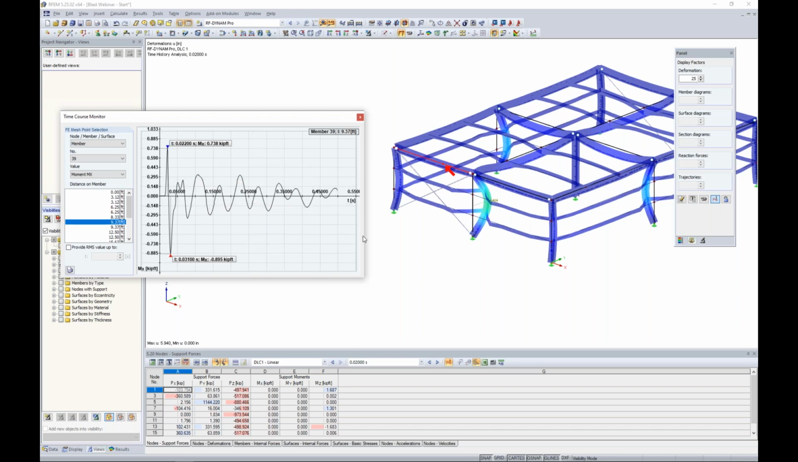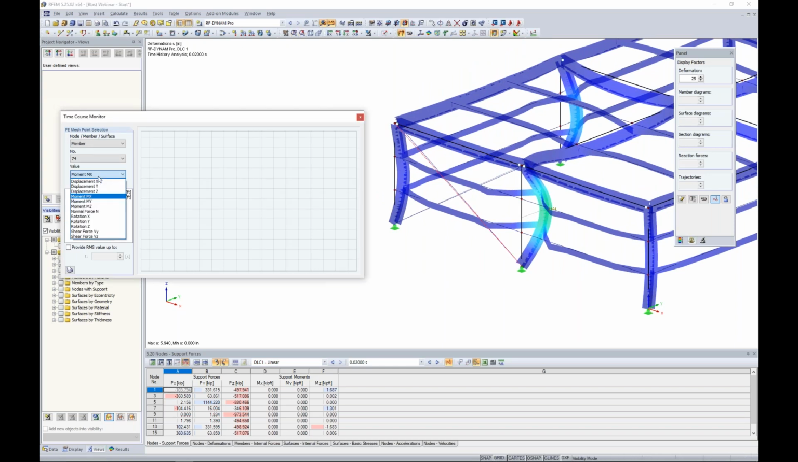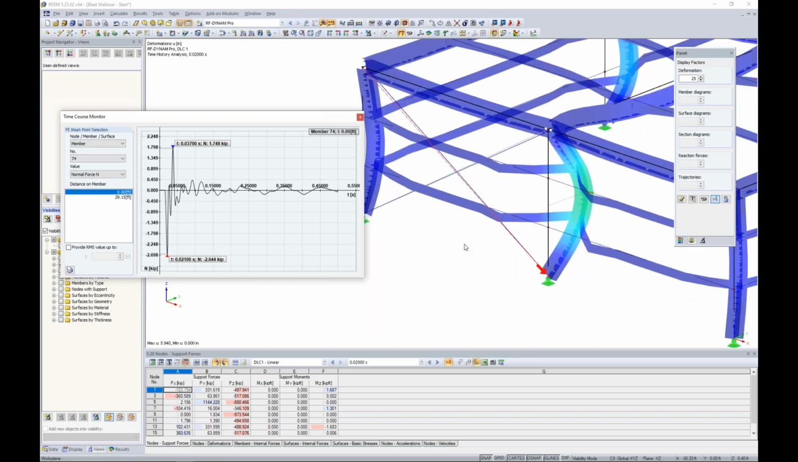If you remember, what else is of interest to us is this tension-only member. And with the tension-only member, we technically should see only tension forces. So I'm taking a look at this within this time course monitor for my normal forces for member number 74, and we can see it highlighted here. But here's the problem. We're seeing compression forces of negative 2.64 kips. That is telling me that this cable element is taking on a compression load of 2,600 pounds. And we certainly know that that cannot be the case.